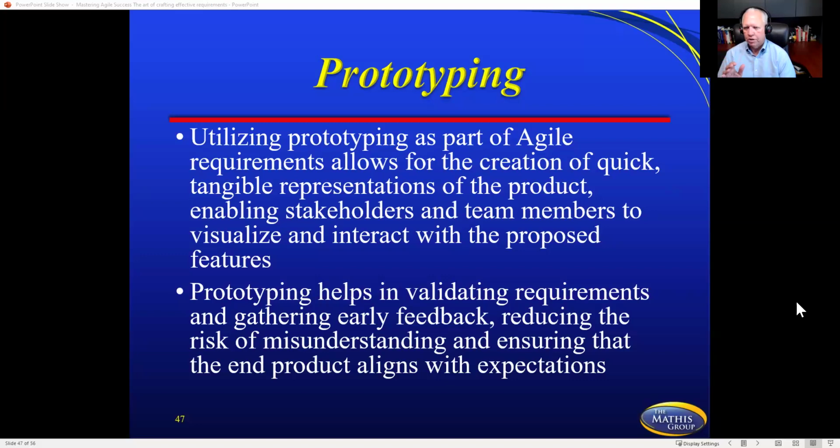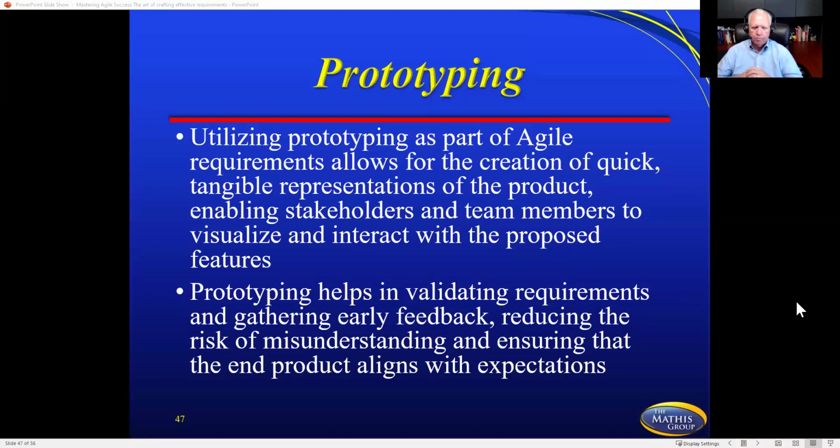Even if it has no functionality, the ability to look at the black box that many people call it helps you say, I don't like that at all. And of course, you know that up front and can change it. So utilizing prototyping as part of Agile requirements allows for the creation of a quick, tangible representation of the product. And then your team members are able to visualize it, your people are able to visualize it and give feedback back and forth instantly.